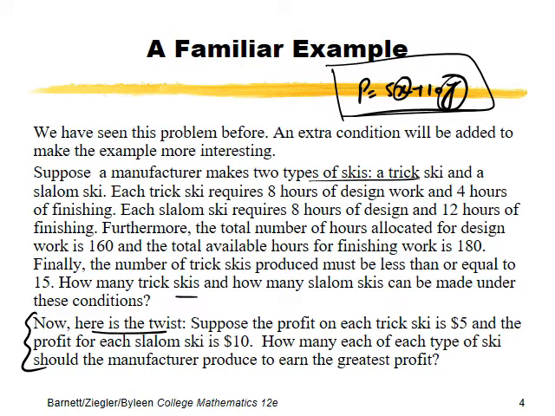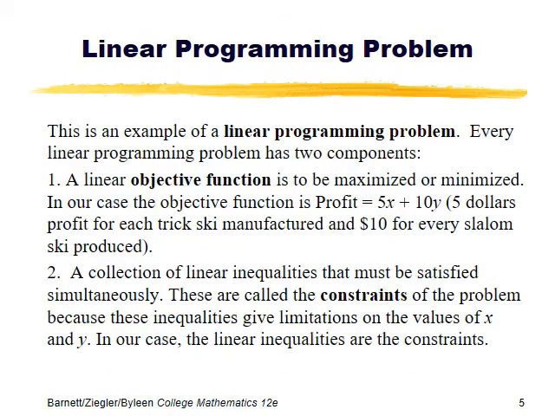So similarly here, this is an example. These are the constraints: we cannot produce more than 15 slalom skis. Here there was a constraint, if I can remember, this one. And we have 180 hours, we cannot work more than 180 hours. And there is another constraint, we cannot work for more than 160 hours for finishing or assembly, something like that. So these are the constraints. Within these constraints we have to maximize our profit. So this is an example of a linear programming problem.